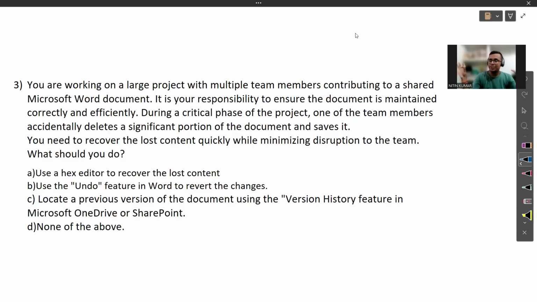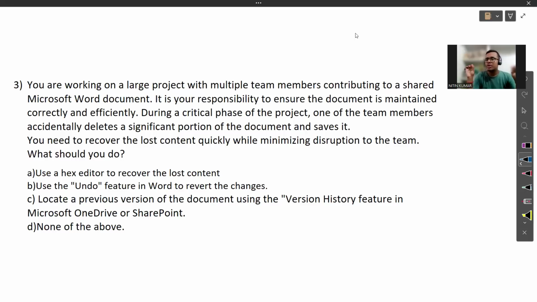In a large project, there could be multiple team members working together, contributing to a shared Microsoft Word document. So let's say there is a document which is shared among all the teammates working on that project, and everyone has access to edit that document. Now it is your responsibility to ensure the document is maintained correctly and efficiently.